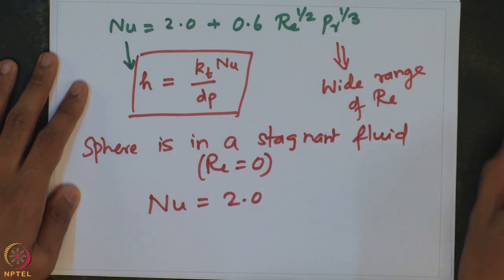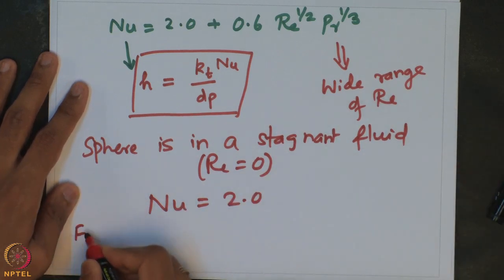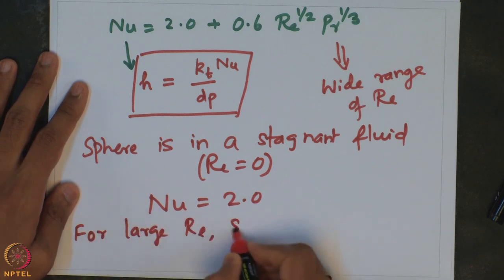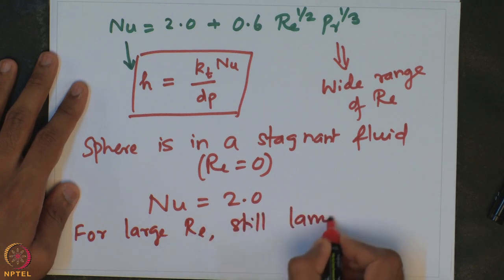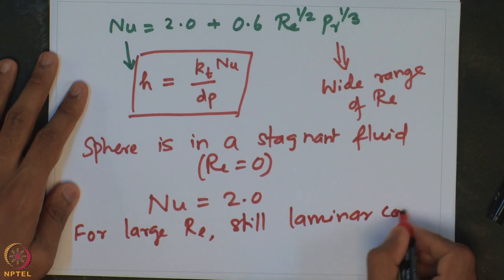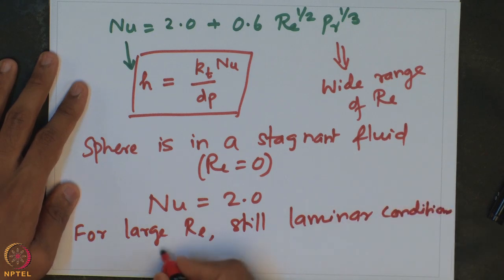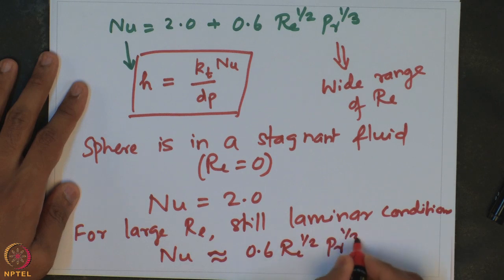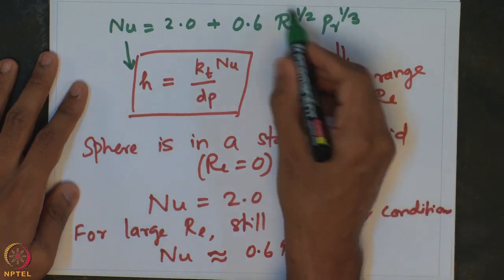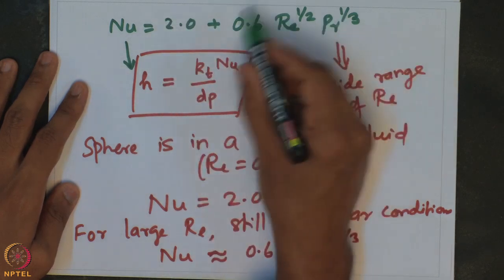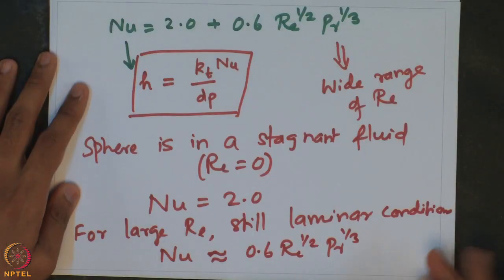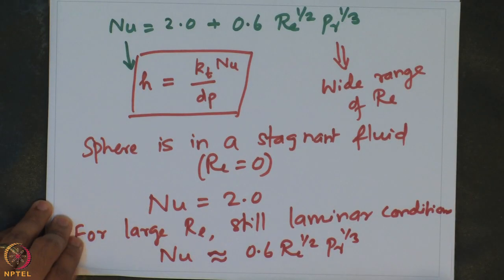And for a system where the fluid is flowing at a reasonable velocity but laminar, so for large Re but still laminar conditions, the Nusselt number is approximately given by 0.6 into Re to the power of half into Prandtl to the power of 1 by 3. This is because Reynolds number is sufficiently large that this 2 is much smaller than the second term. So Nusselt number can essentially be approximated as 0.6 into Reynolds number to the power of half into Prandtl number to the power of 1 by 3.